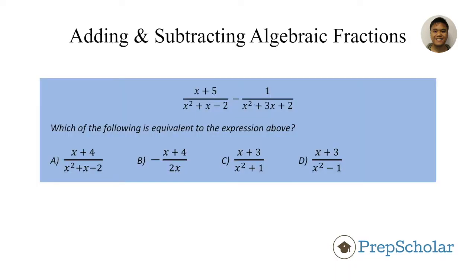Here's the problem. We have the expression x plus 5 over x squared plus x minus 2 minus 1 over x squared plus 3x plus 2. We're asked which of the following is equivalent to the expression above. That's just asking us to simplify all that by adding. And then we get a bunch of answers.